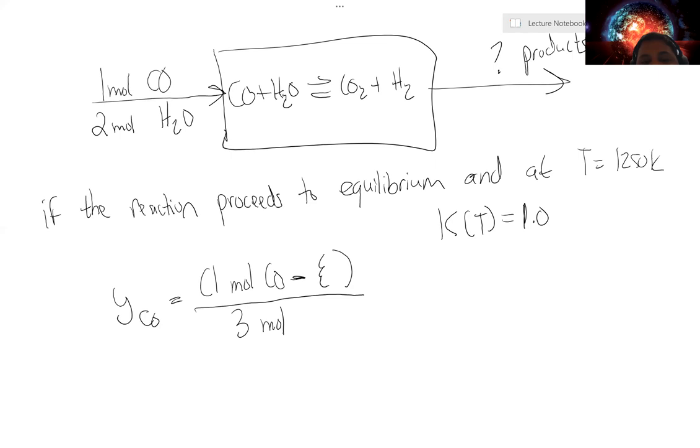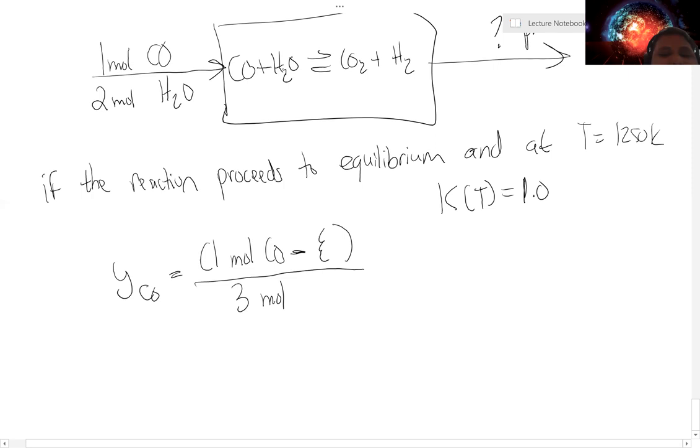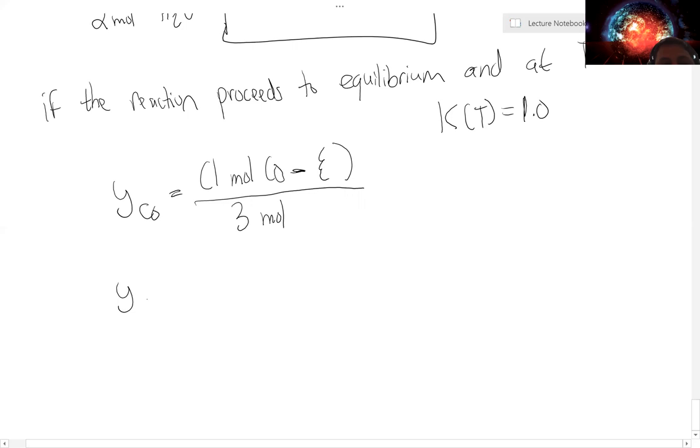Now you have to be careful if, for example, there was a 2 here in the stoichiometry, and 2 moles were going to be consumed and 3 moles were going to be produced, then this denominator here of 3 moles would also be a function of the extent of reaction. But for the example here, it's not. I can also write it in terms of my H2O and say, well, I have 2 moles of H2O minus anything that reacts over the 3 moles in the system.